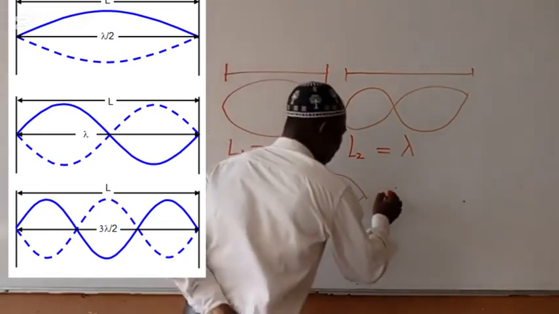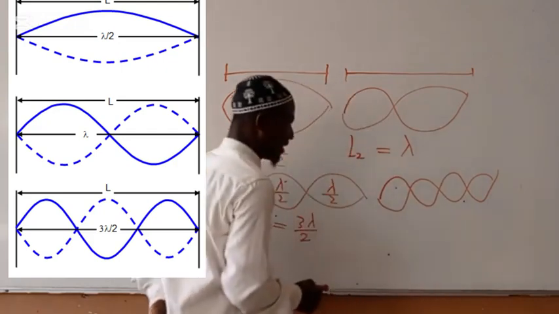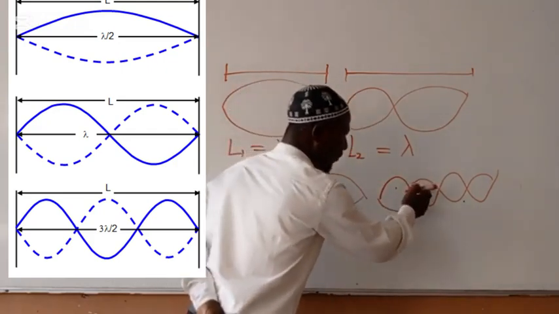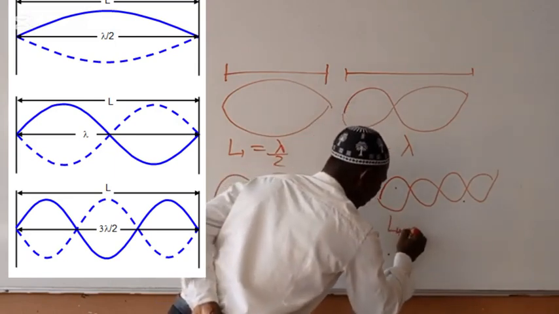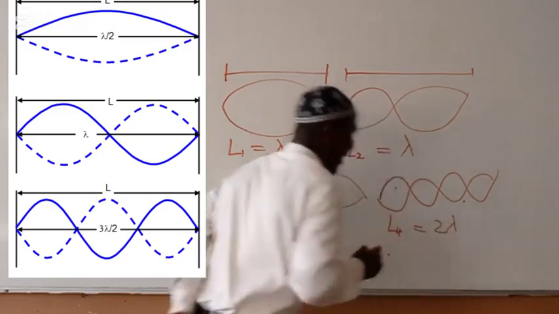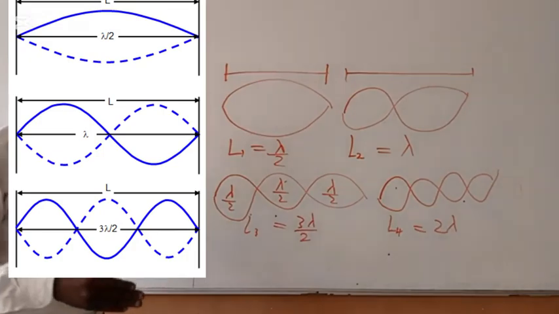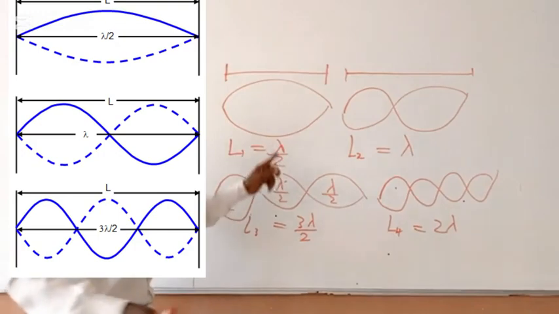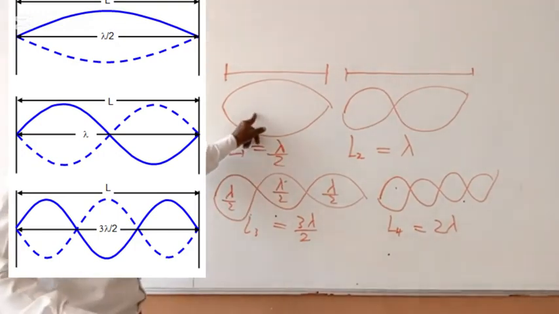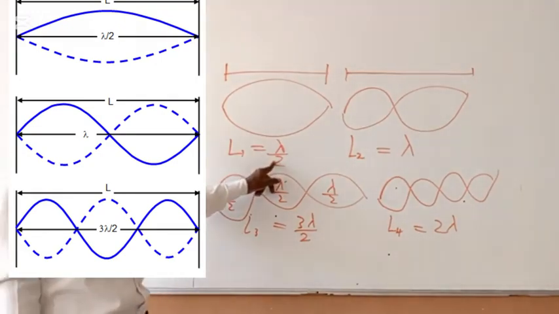Now let's see what will happen to the fourth one. The fourth one now looks like this. If you look at it, this one is lambda over 2, lambda over 2, lambda over 2, lambda over 2. At the end of the day, you get L4 is equal to 2 lambda. Do you notice any connection or relationship between the L? You see that if you know the fundamental one, which is what? First harmonic, which is lambda over 2, you can still get the other ones.